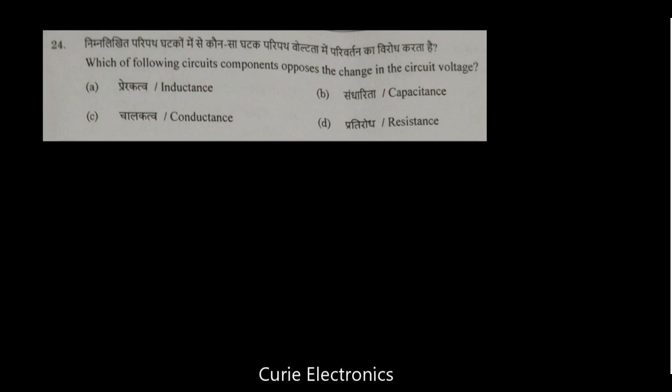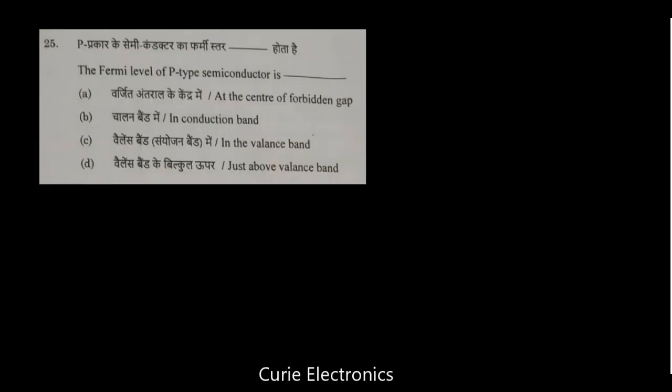Which of the following circuit components opposes the change in the circuit voltages? The change in circuit voltage is opposed by what? Capacitance. The change in current is opposed by inductor. It's capacitance.